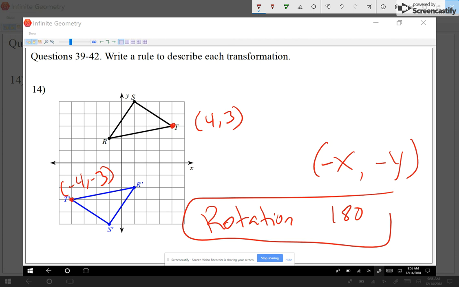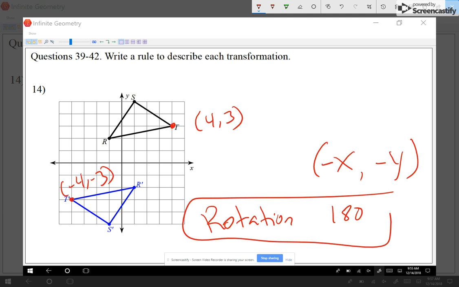Now, rotation and reflection, I'm going to use the same numbers. They're either going to swap, or signs are going to change. That's only in reflection and rotation. If my numbers totally change, like a 3 becomes a 5, then that's translation.